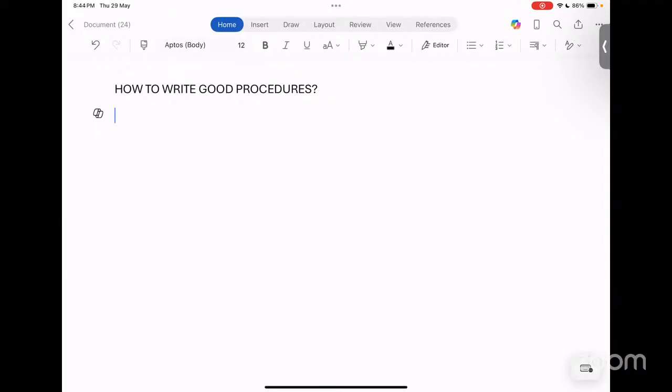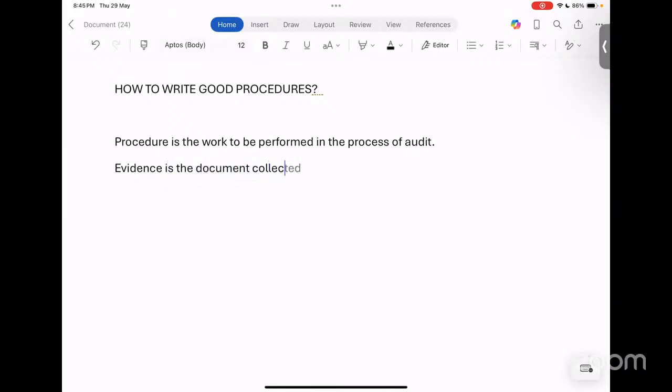So procedures, guys, is the work to be performed in the process of audit, right? Then if I go forward, what is evidence? Evidence is the document collected by the auditor by performing the above procedure. So if the procedure is that you recalculated the depreciation to check its accuracy, the evidence will be that paper on which you recalculated the depreciation.